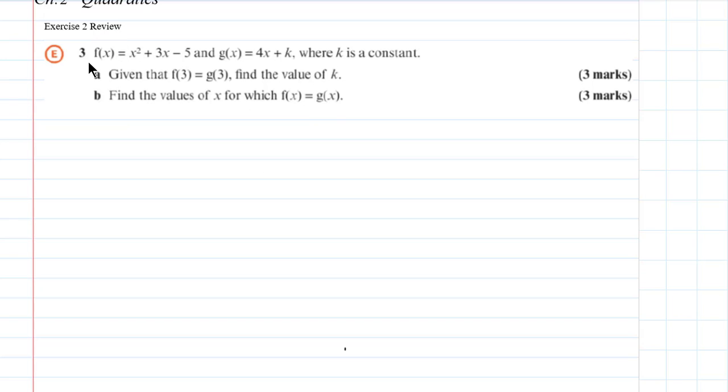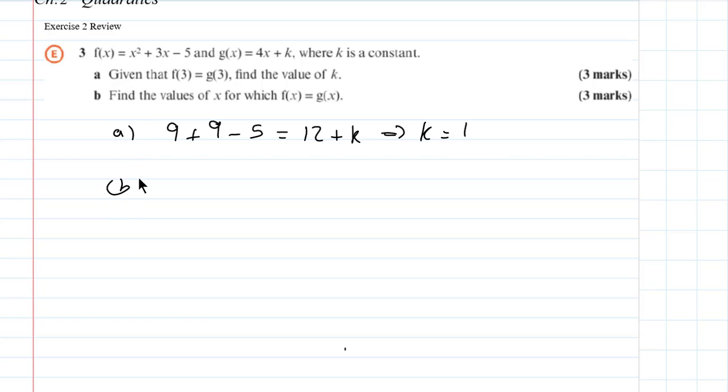So to review question 3, f of x equals and g of x equals, where k is a constant. A, given that f of 3 equals g of 3, find k. Very good. f of 3 means 3 squared, 9, plus 3 times 3, which is 9 also, minus 5, equals g of 3. 4 times 3 is 12 plus k, right? 9 plus 9, 18, 18 minus 5, 13. So 13 equals 12 plus what? Of course, plus 1. k equals 1. This is the first part.